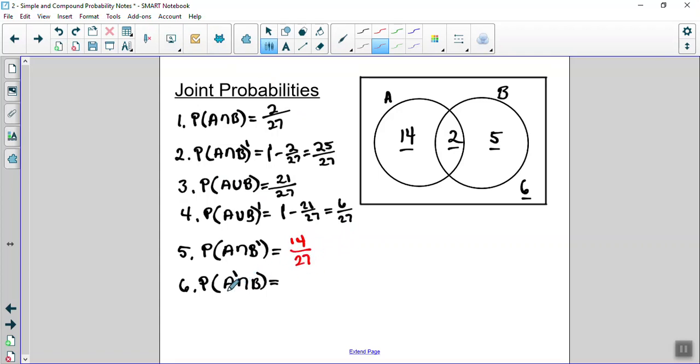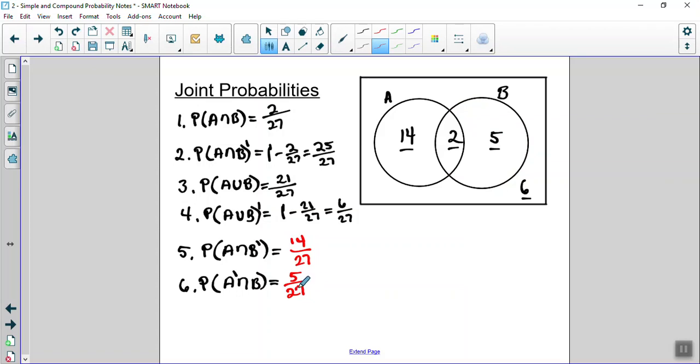And the next one, A complement, so it cannot be in circle A, but it has to be in circle B. So how many circle B numbers are not in circle A? Cannot be in there. Well, just 5. Okay, so on this one we're going to say 5 out of 27.